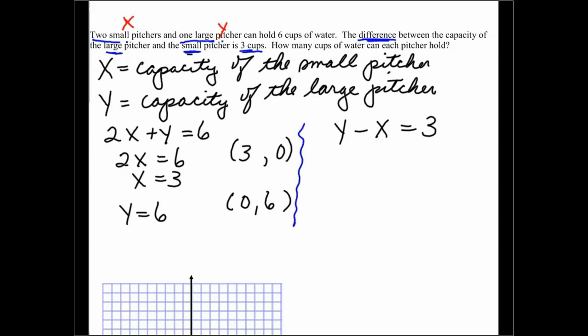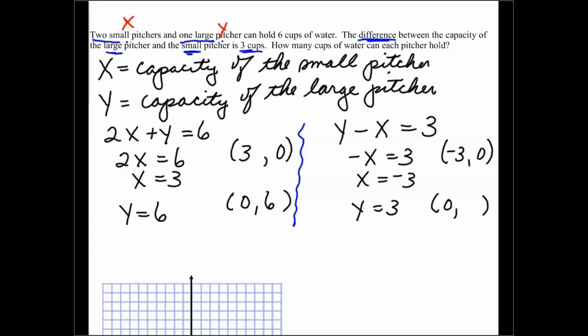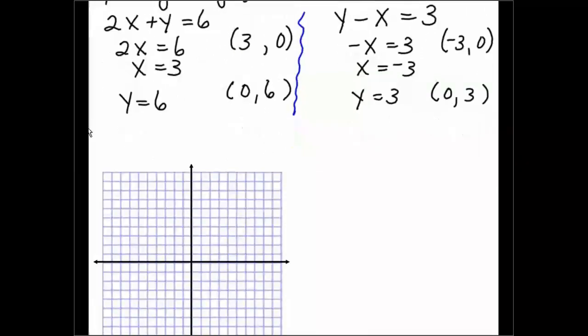For the second equation, the x-intercept, y is 0, so substitute 0 for y, and we end up with negative x equals 3, x equals a negative 3. And then for the y-intercept, x is 0, substituting 0 for x, we end up with y equals 3. So now we have some ordered pairs that we can use to graph these two lines.